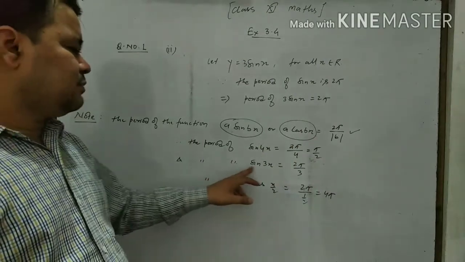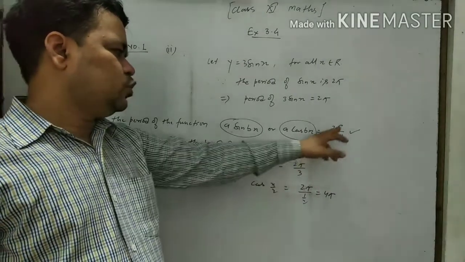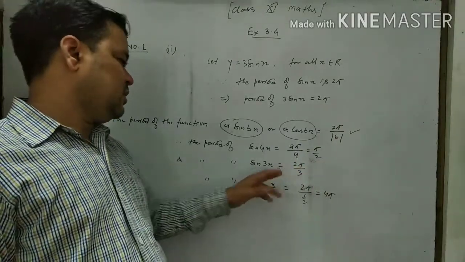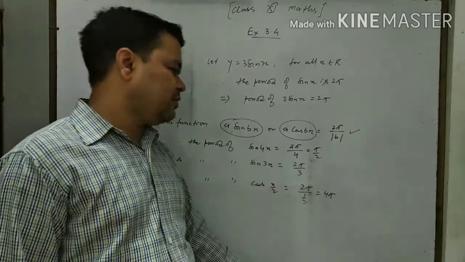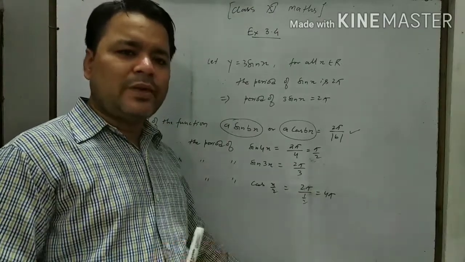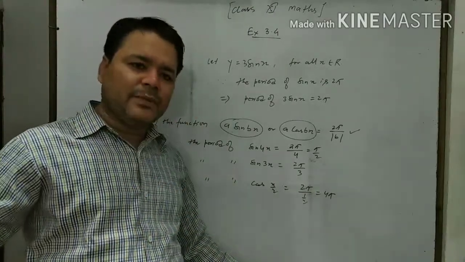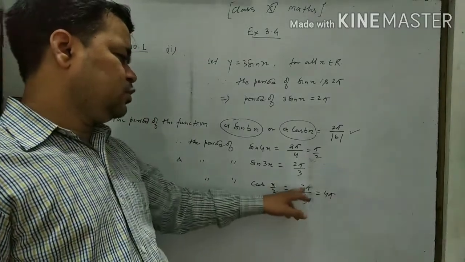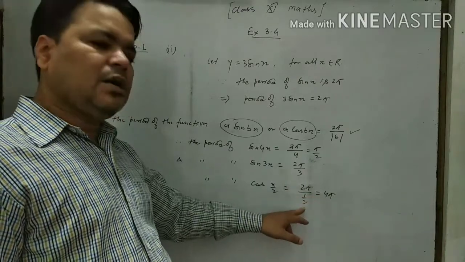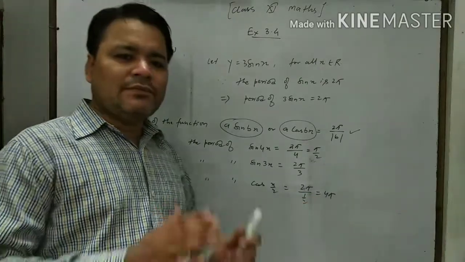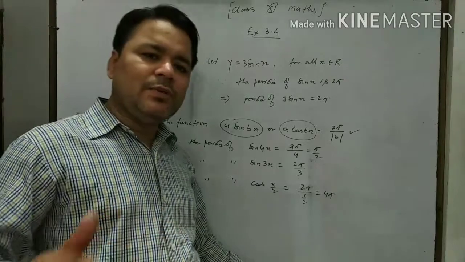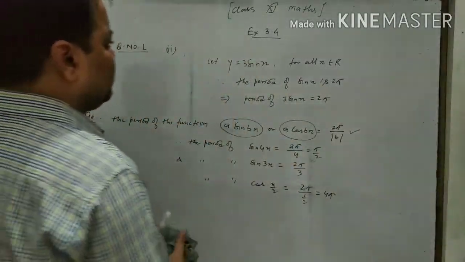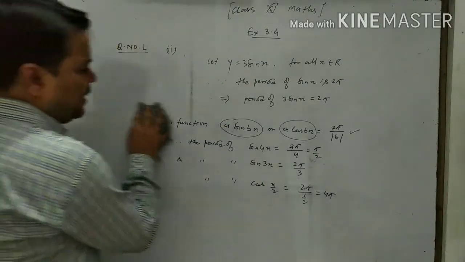Similarly, the period of sin 3x is 2 pi upon modulus b, that is 2 pi by 3, means after 2 pi by 3 the graph will be repeated. Similarly the period of cos pi x by 2 will be 2 pi upon half, means 4 pi, means after 0 to 4 pi the graph will be repeated. Now let us see the graph of y is equal to 3 sin x.